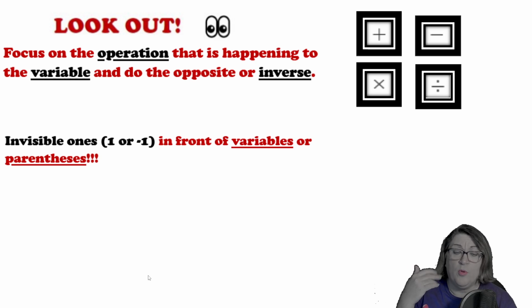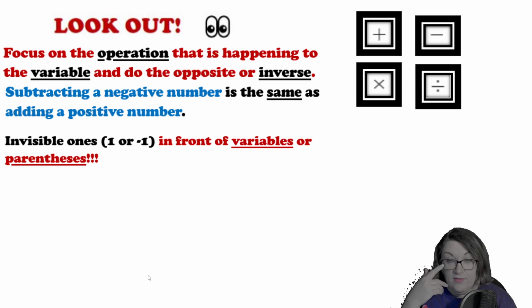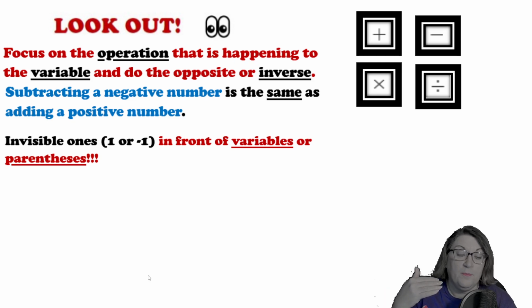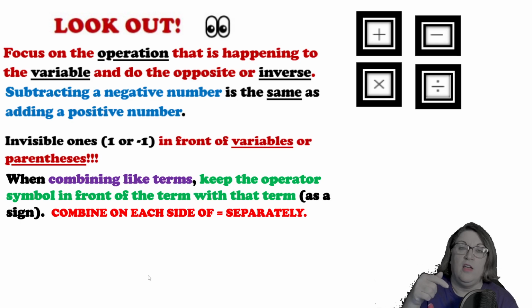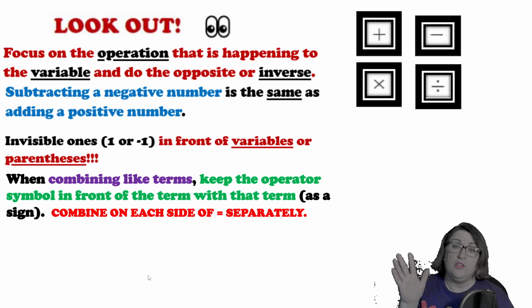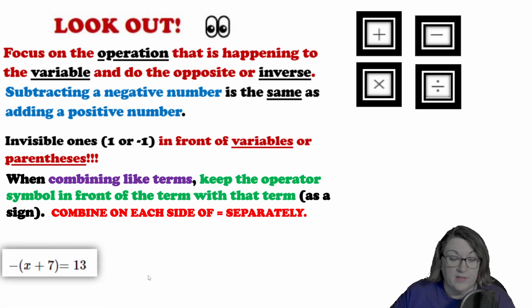Be aware of invisible ones in front of variables or parentheses. Subtracting a negative number is the same as adding a positive number. And then when combining like terms, keep the operator symbol in front of the term with that term as a sign, combining each side of the equals separately. So I pointed that out in this video because a lot of kids want to hop over that equal sign when they're combining like terms, and we can't do that. We have to do them on the left, do them on the right, and then start moving a variable if there's variables on both sides.